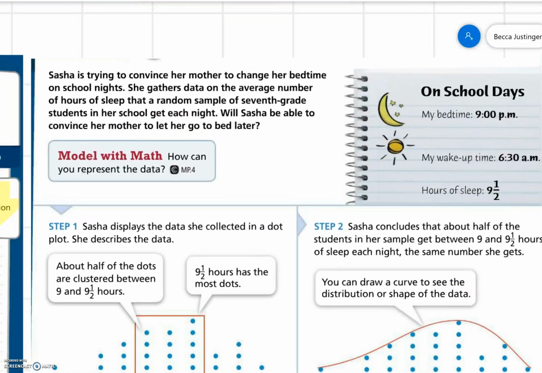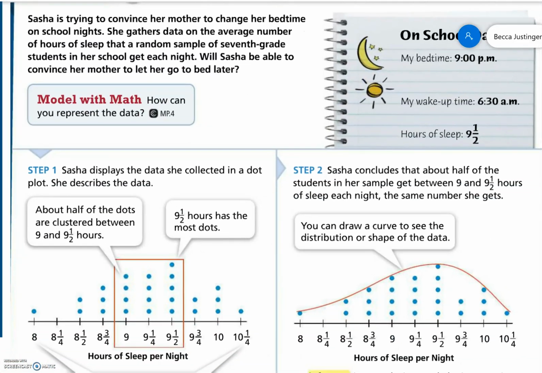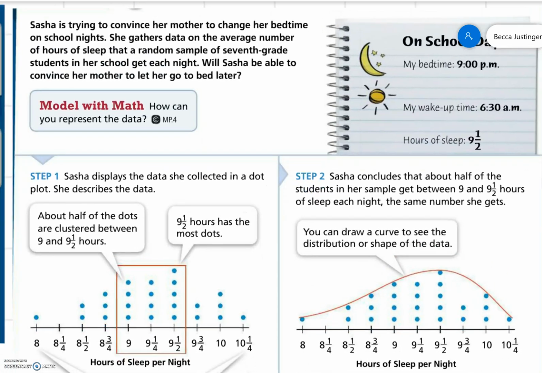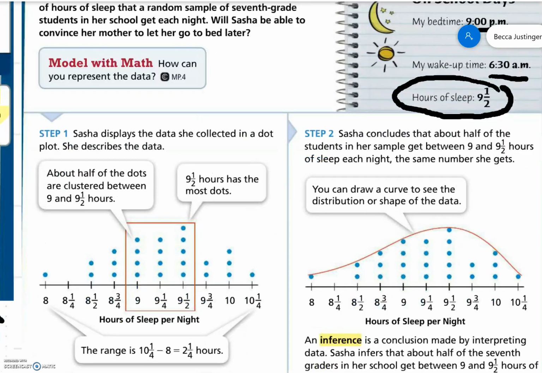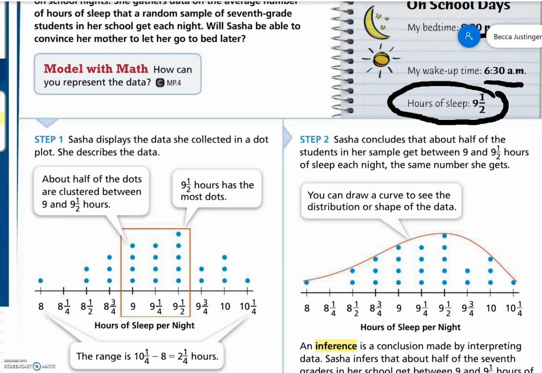Example number 1. Sasha is trying to convince her mother to change her bedtime on school nights. She gathers data on the average number of hours of sleep that a random sample of 7th grade students in her school get each night. Will Sasha be able to convince her mother to let her go to bed earlier? So, on school days, her bedtime is 9 p.m., and she wakes up at 6:30, so she gets 9.5 hours of sleep. So step 1, Sasha displays the data she collected in a dot plot.